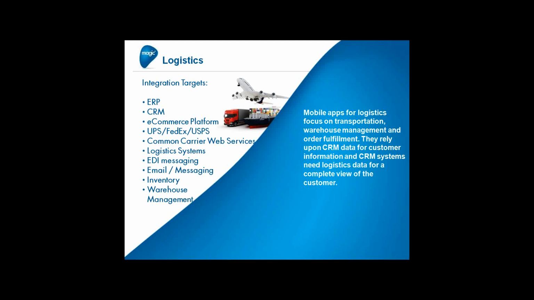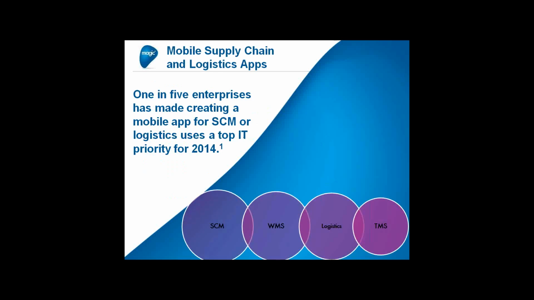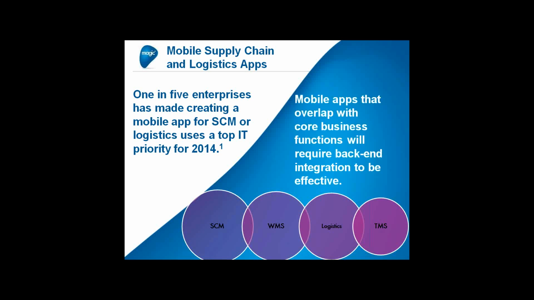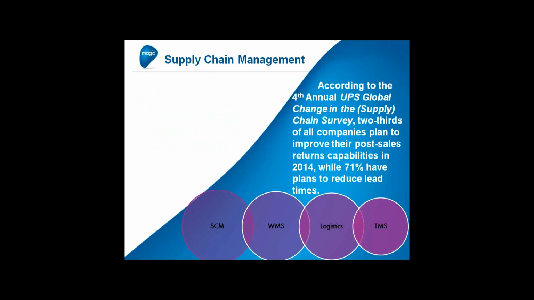So the integration targets for these can be varied, but as we look at these apps, we're finding that there's a lot of focus this year on creating mobile apps for the enterprise. 1 in 5 enterprises has made creating a mobile app for supply chain management or logistic use a top IT priority for 2014. And these apps are obviously going to have some overlap with core business functions and will require back-end integration in order to be most effective.